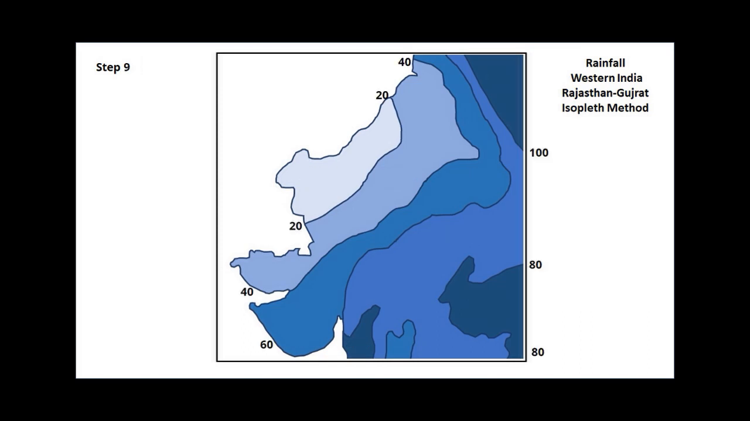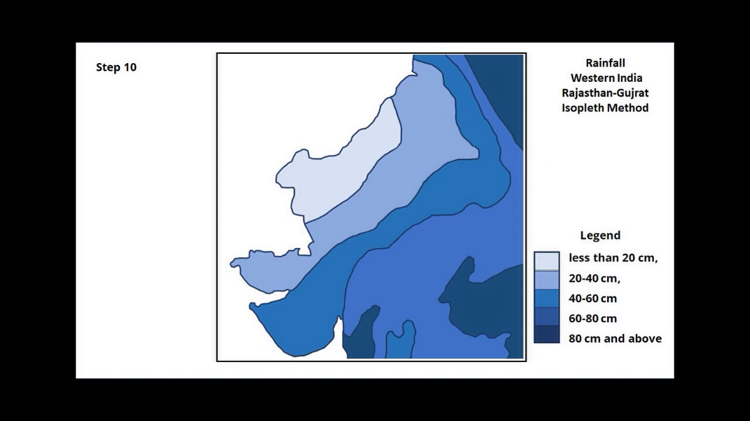Step 9. Label the Isopleth lines. To make the map more informative, label the Isopleth lines with the corresponding rainfall values. This will help viewers understand the rainfall distribution across the map. Step 10. Add a legend. Include a legend that explains the meaning of each Isopleth line and its associated rainfall category. This will assist viewers in interpreting the map correctly.